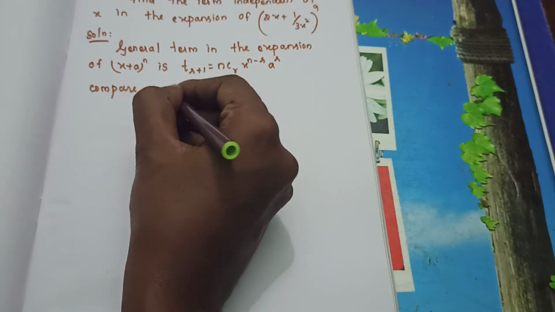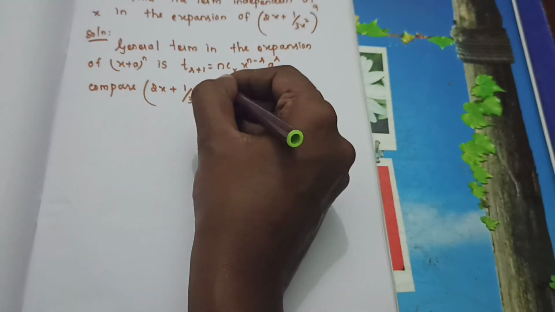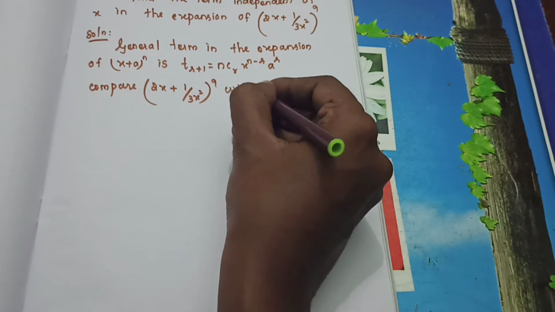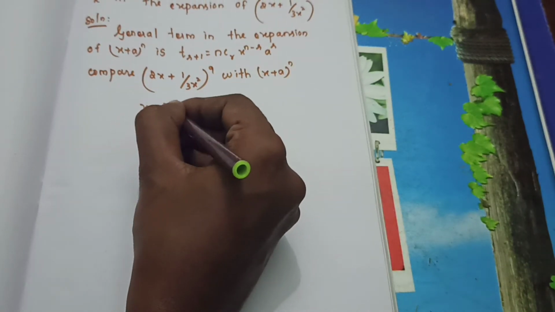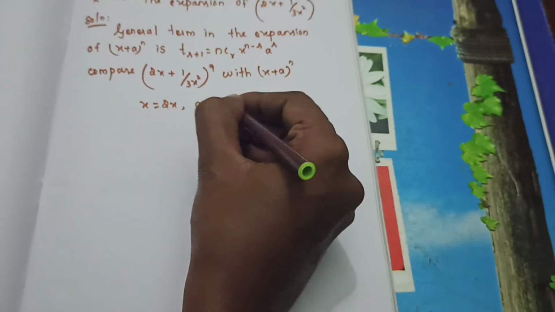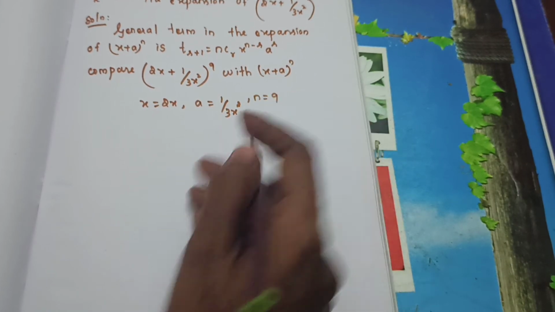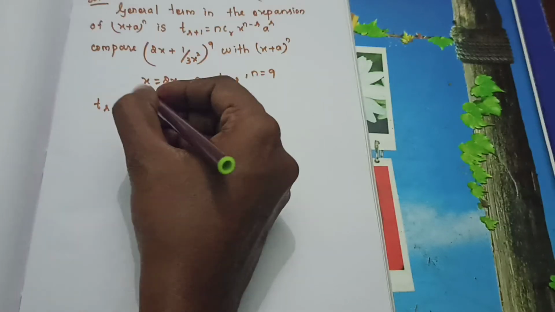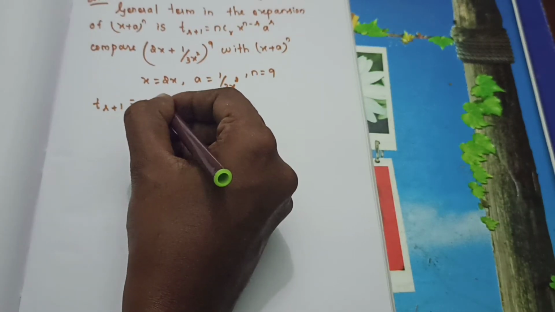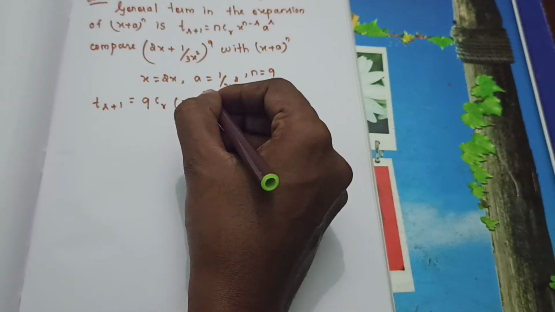Compare (2x + 1/(3x²))^9 with (x + a)^n. What's the x value? Here 2x is the x value, 1/(3x²) is the a value, and n is 9. Okay, compare. Now T(r+1) is equal to, substituting 9, nCr (2x)^(n−r).